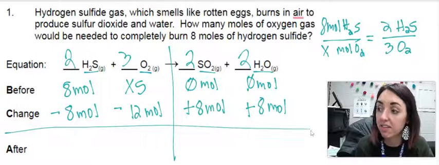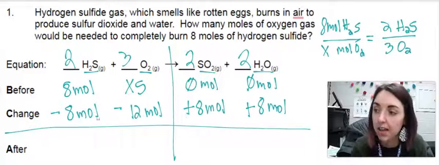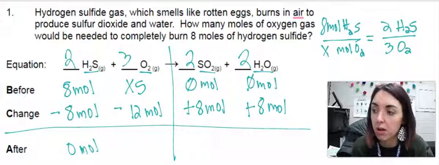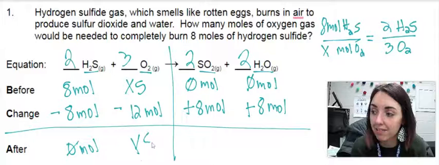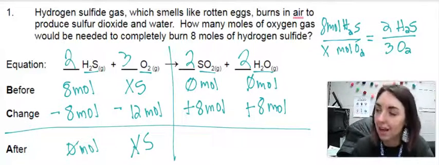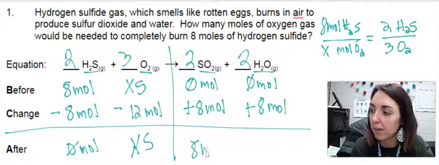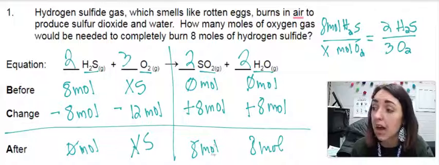And that's the hardest line to fill in, the change line. That's where you use those ratios from the balanced equation. To get your after line, it's just simple subtraction. 8 minus 8 is 0. I used up all of my hydrogen sulfide. Excess minus 12 is still excess. That means if I had a lot to begin with, and I used up a little bit of it, I still have a lot. 0 plus 8 is 8 moles, and 0 plus 8 is 8 moles. So that means at the end, I used up all my hydrogen sulfide, got plenty of oxygen left in the air. I end up with 8 moles of sulfur dioxide and 8 moles of water.